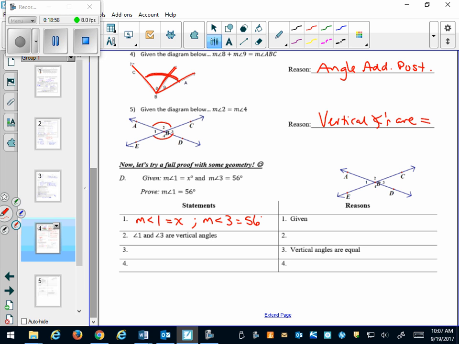Okay, so it's telling us the measure of angle 1 is x. Again, we want to label our diagrams just like we've done in the past. Label your diagram with the given information. That's always the first thing to do. Let me write that here so you don't forget.